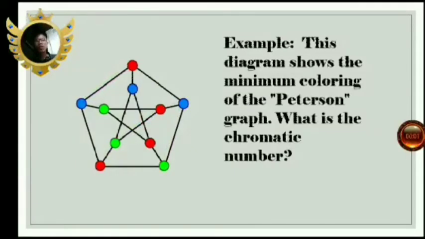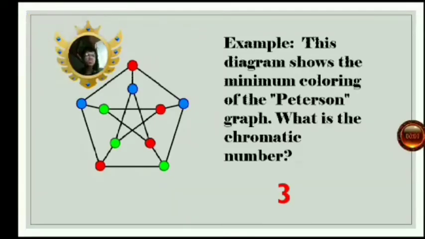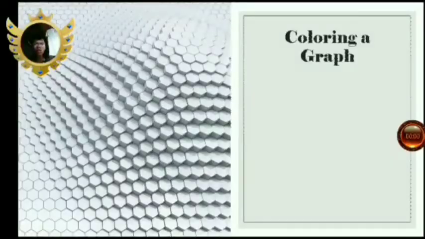For example, this diagram shows the minimum coloring of the Petersen graph. What is the chromatic number? If your answer is 3, you're correct. Because there are 3 colors required, blue, red, green. If we attempt to use 2 colors, then we find it impossible to avoid having an edge with two vertices of the same color.